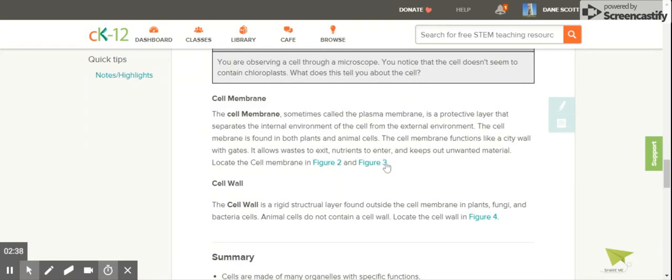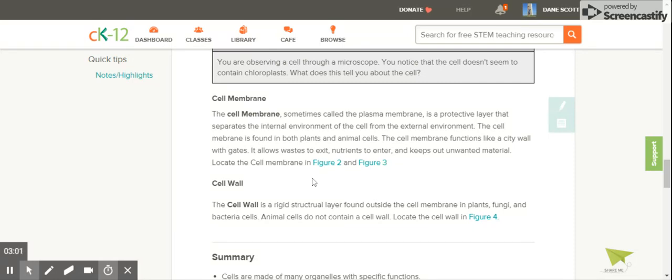Cell membrane. The cell membrane, sometimes called the plasma membrane, is a protective layer that separates the internal environment of the cell from the external environment. The cell membrane is found in both plant and animal cells, along with bacteria and fungi. The cell membrane functions like a city wall with gates. It allows waste to exit, nutrients to enter, and keeps out unwanted material.